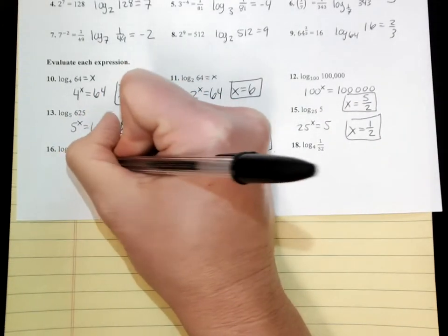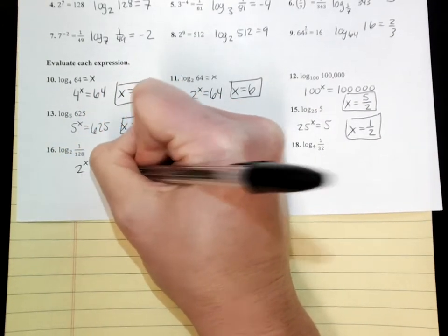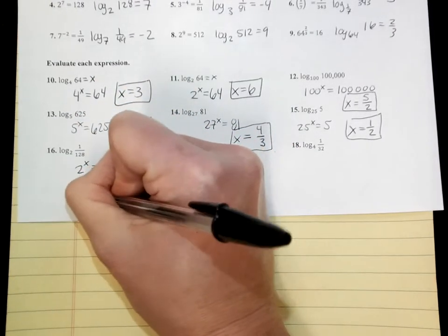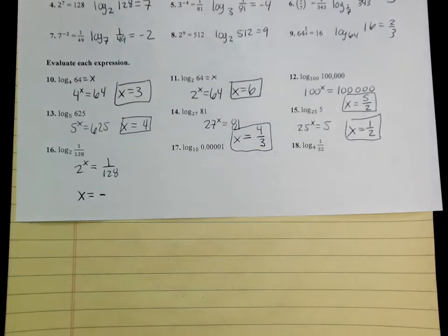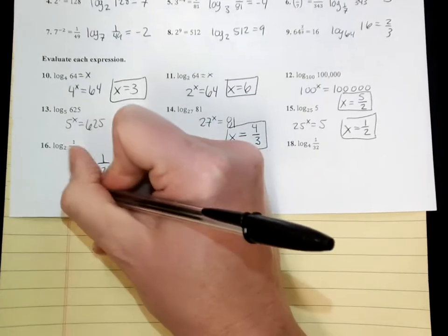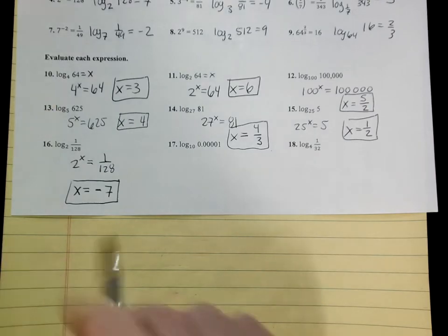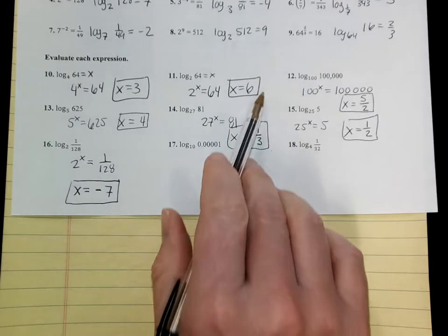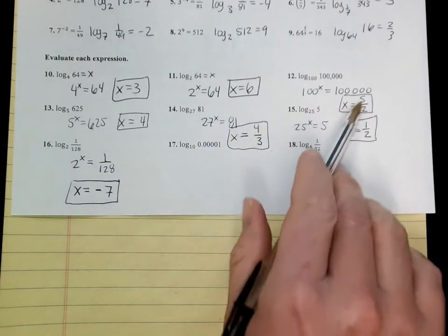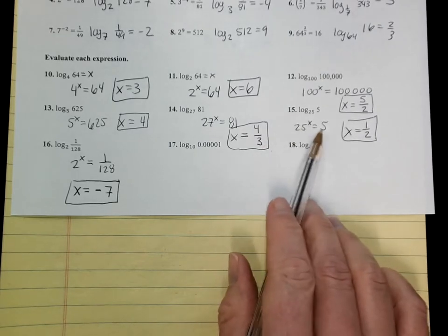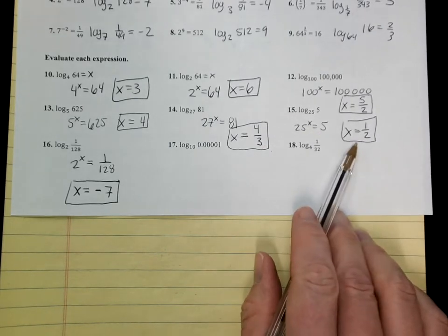2 to the what power equals 1 over 128. Okay, well, since it's 1 over something, I know that I need to have a negative. And then 2 to the what power is 128? That's actually 2 to the 7th. You may or may not know that one. You probably will before this unit's over. So this is something important to point out. When the number gets bigger, you're going to have an exponent that's bigger than 1, even if it's a fraction. Okay? When the number gets smaller, you're going to have a fractional exponent.